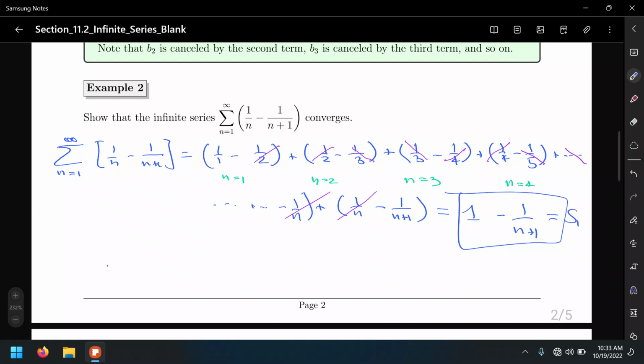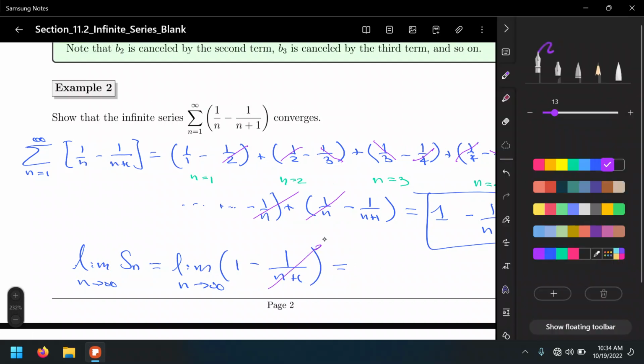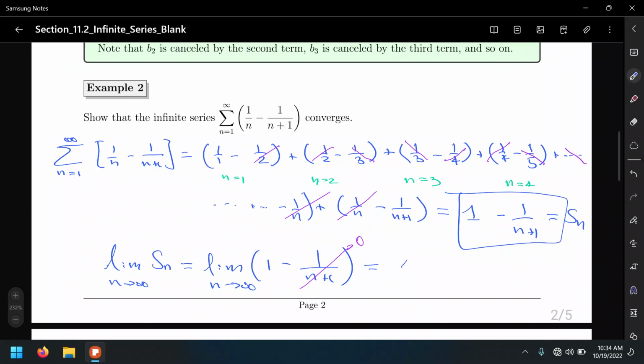this is s of n. So let's find the limit of s of n as n approaches infinity. So this is the limit of 1 minus 1/(n plus 1) as n approaches infinity. Well, as usual, this term is going to go to 0, because that's essentially 1/(infinity plus 1). It's still infinity. 1 over really big is 0, and the infinite sum is 1. All right.